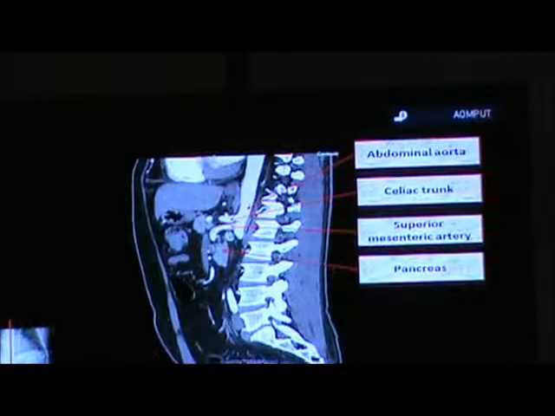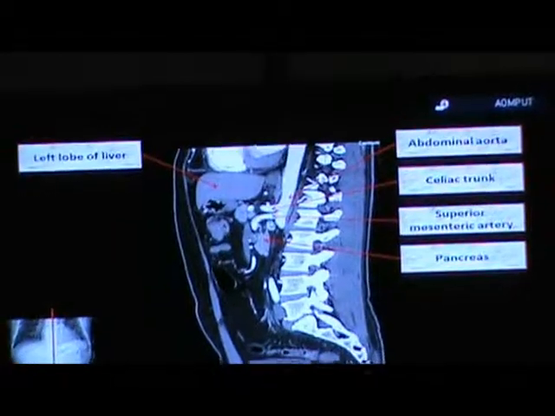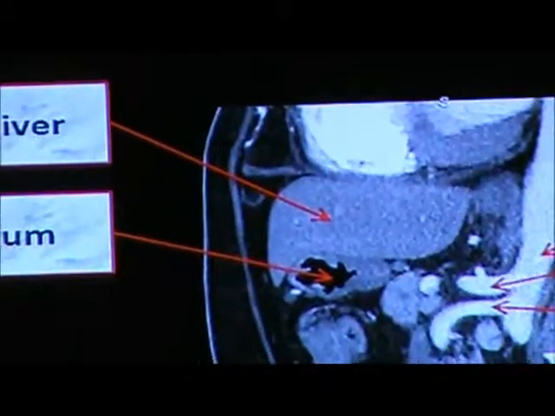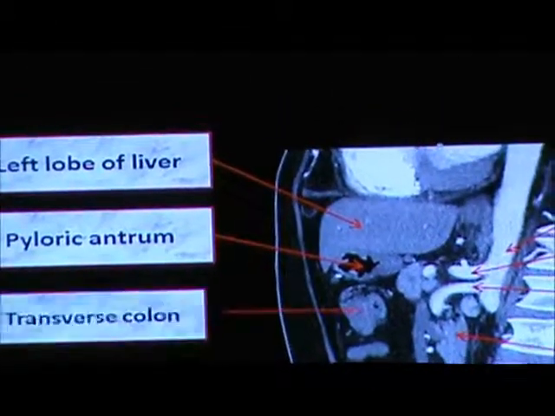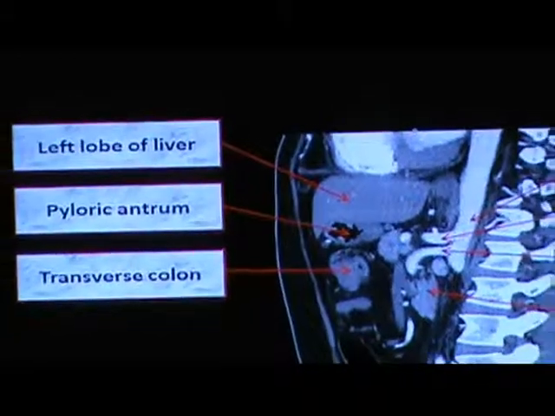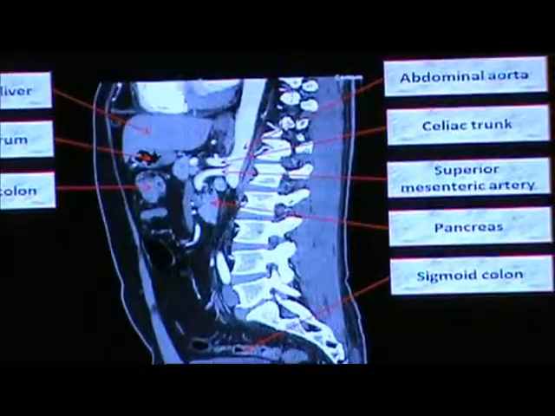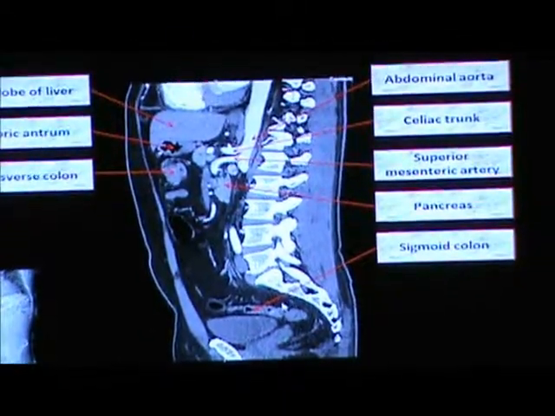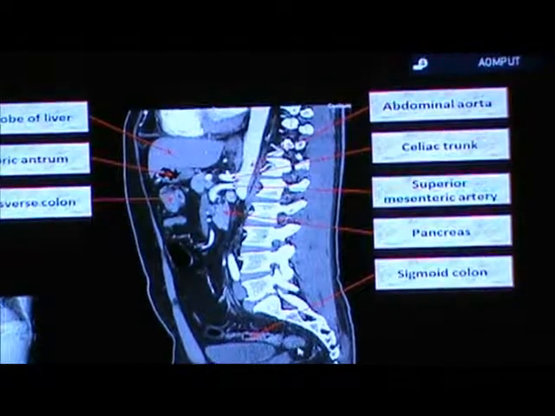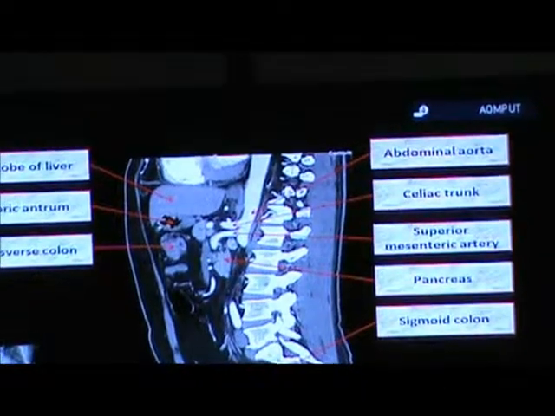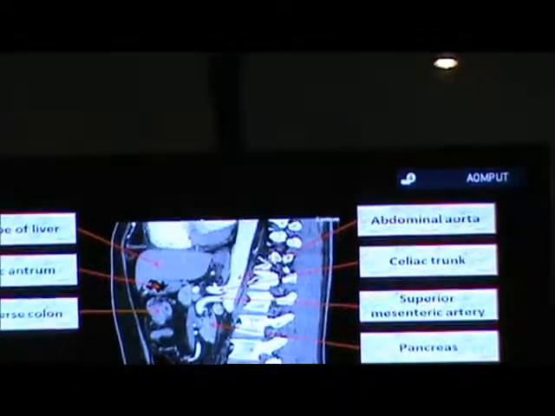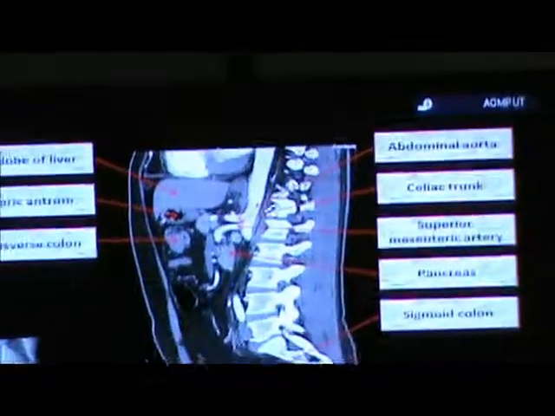You can also see the pancreas, left lobe of the liver, pyloric antrum filled with air, as well as the transverse colon, a little more inferior to it. We can also see the sigmoid colon. At this level would be the sacral flexure of the rectum already.